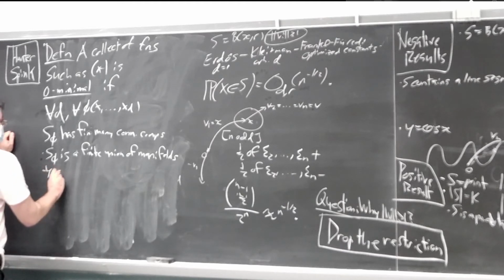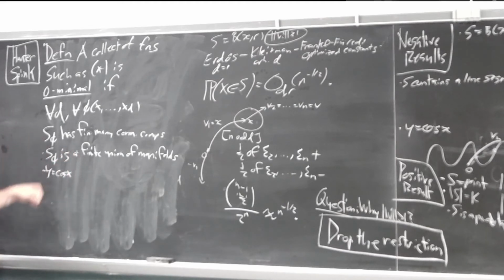And now let's talk about, sorry, what was your name? The person who asked, why is cosine of x not definable? Yes. Jacob? Okay. So Jacob asked, what about cosine of x?